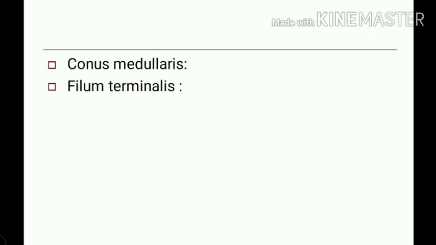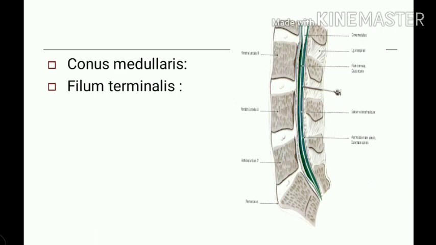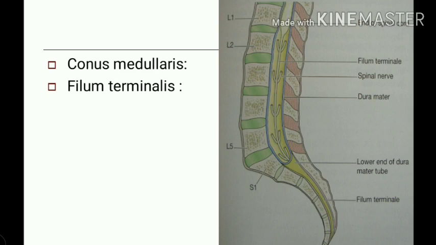Another terminology related to the spinal cord is conus medullaris. What is this conus medullaris? When the spinal cord ends just below the lumbar enlargement, it ends as a narrow cone shaped termination, and this narrow cone shaped termination is known as conus medullaris. It's visible here also.